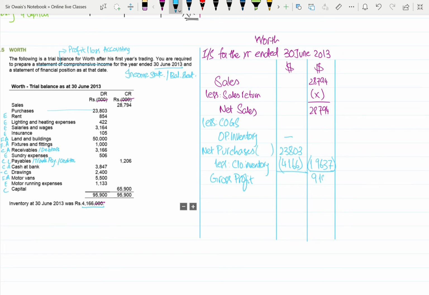9157. Now, from the gross profit, I would have to subtract all the expenses in order to find the net profit. Less expenses. The expenses for this question is rent. The first one is here. Rent. You just need to tick mark here so that you do not repeat the expense which you have already written. And then heating and lighting, lighting and heat expense.